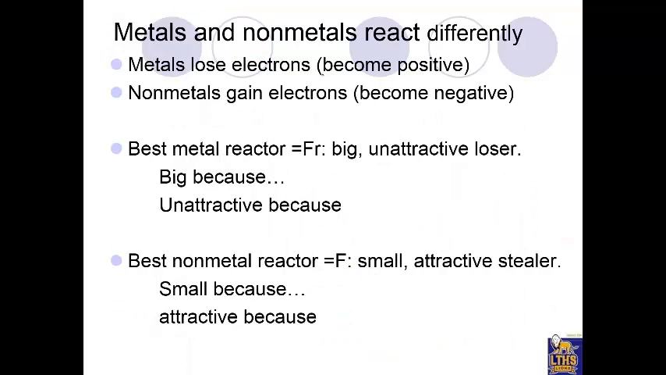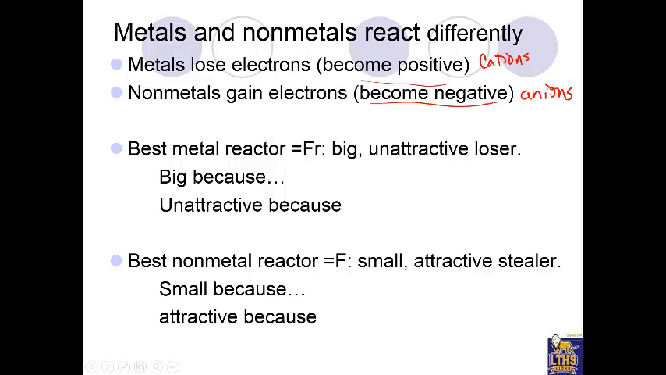Okay, metals and nonmetals react differently. Metals lose their electrons to become positive because metals will have 3 or less valence electrons. Nonmetals gain electrons to become negative when we're talking about ions. Nonmetals can also share, but nonmetals gain to become negative ions. So metals lose, they're big losers, but don't worry, it's a positive thing. Nonmetals gain electrons.